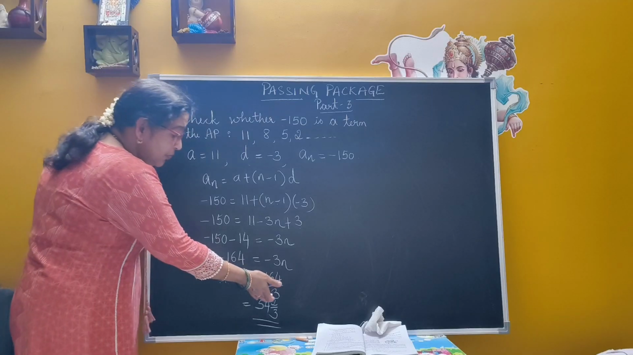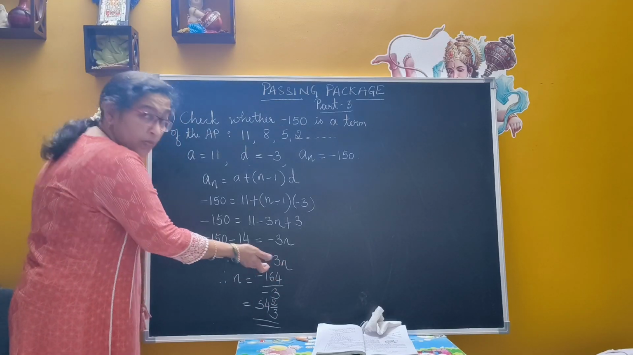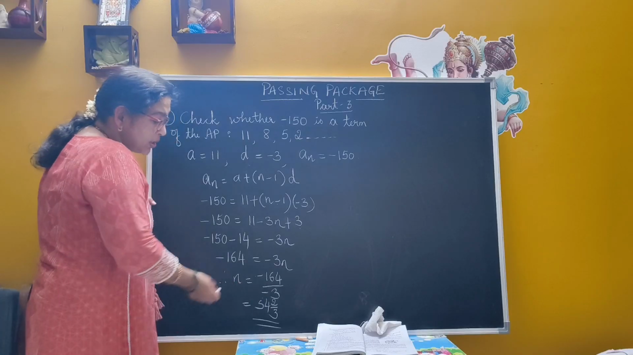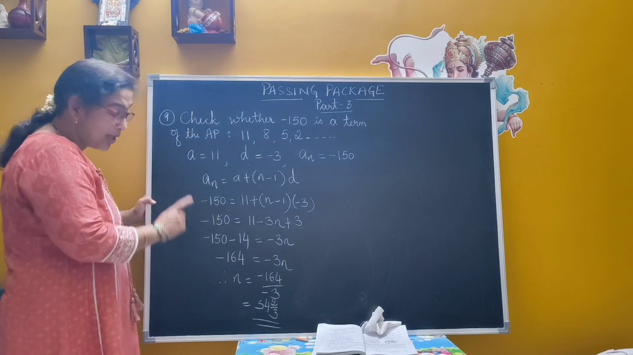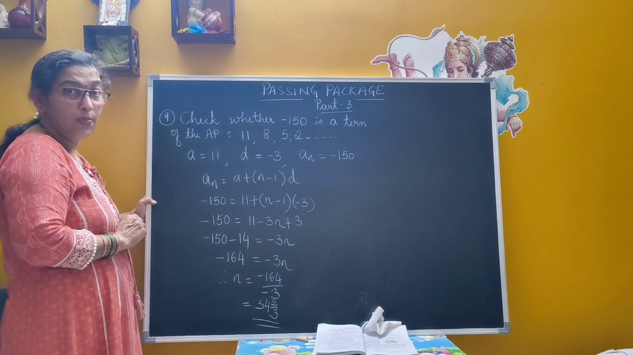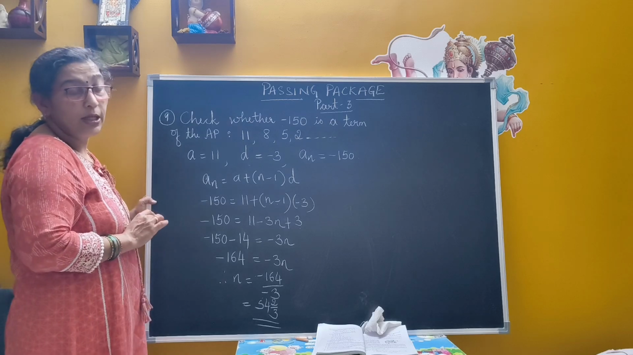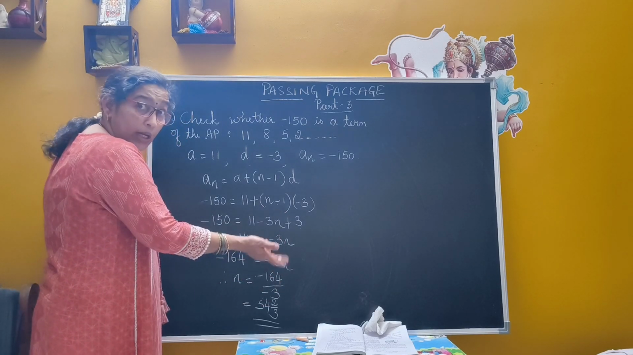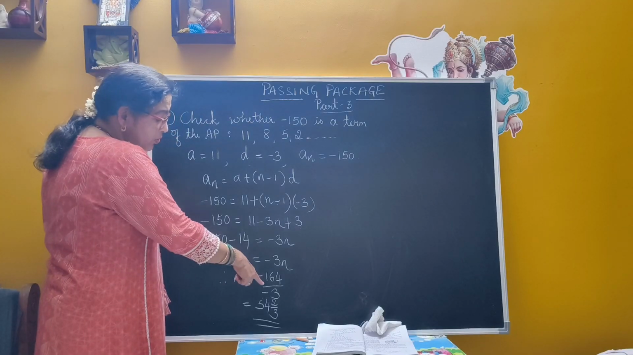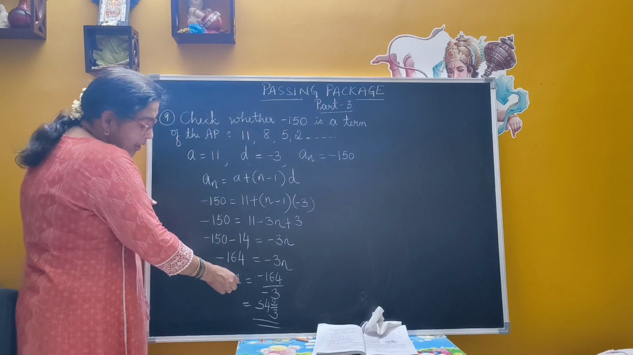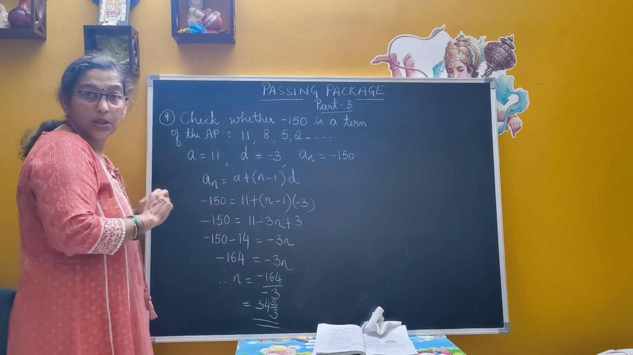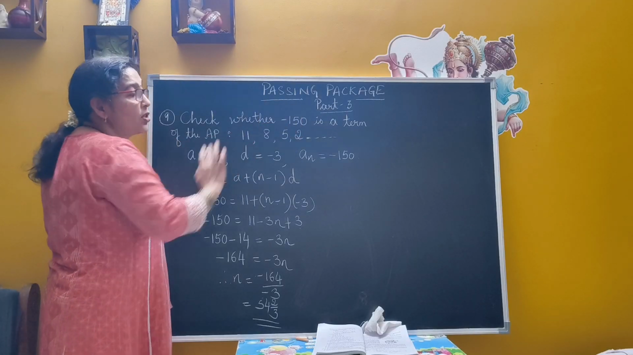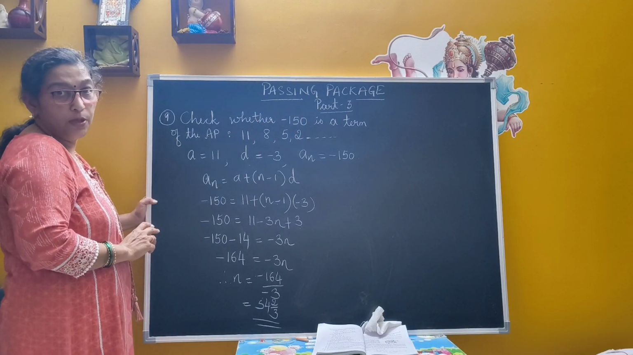Or instead of doing this, we can just use the divisibility test. 1 plus 6 plus 4, how much? 11. So 11 will not come in 3 ones table, isn't it? It's not a multiple of 3. So we cannot divide it completely without getting any remainder. So what do we say? This number n is not a whole number. So what do you say now? This minus 150 is not a term of this AP.